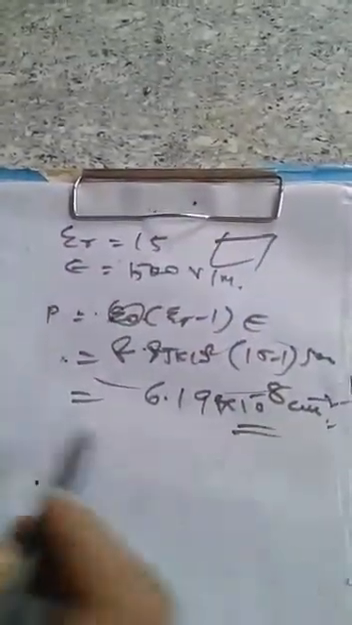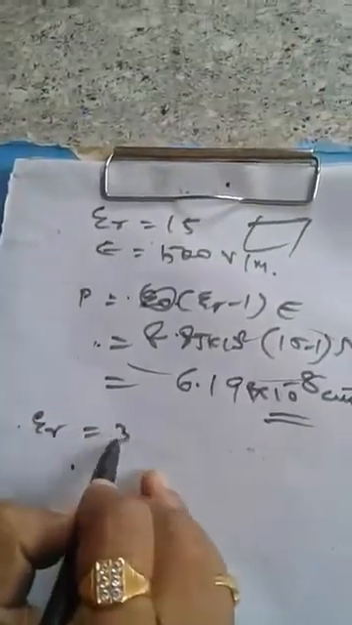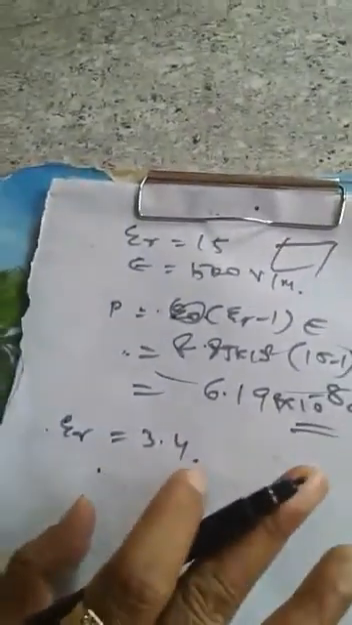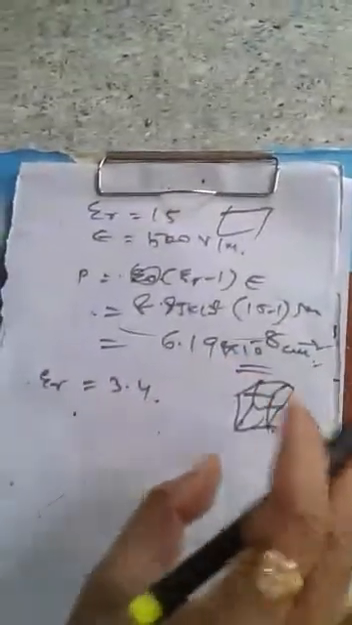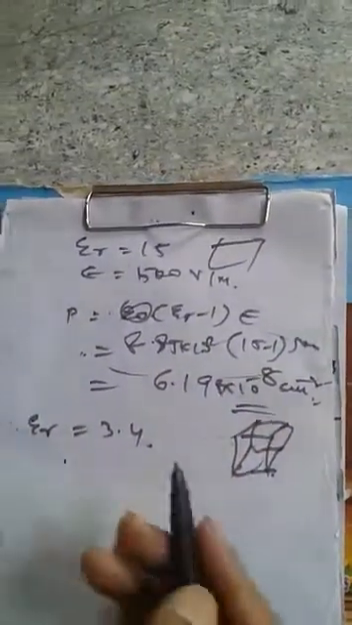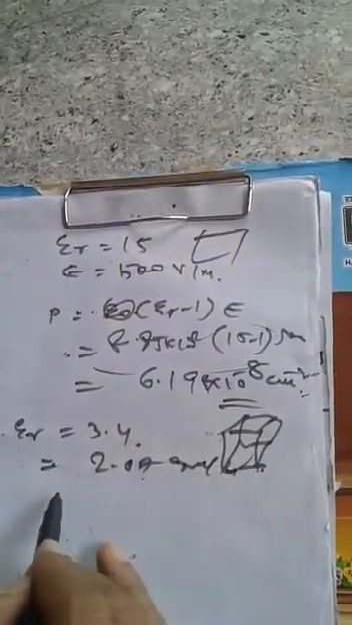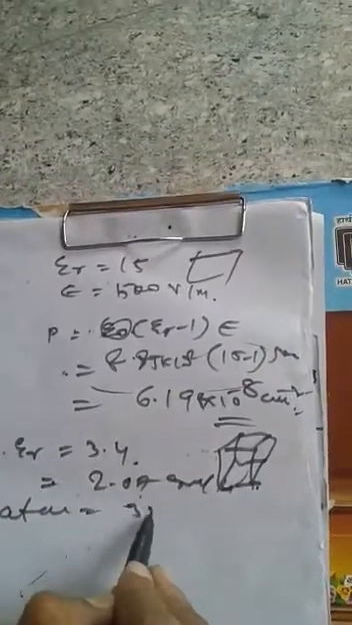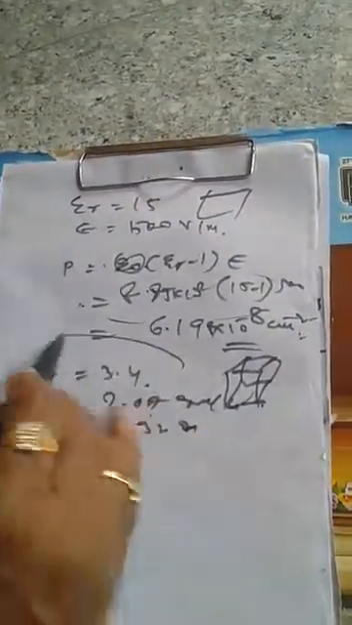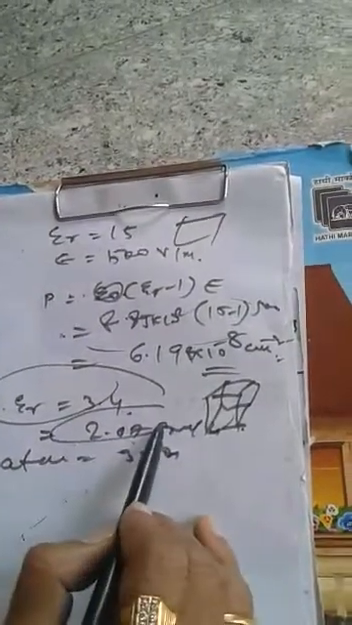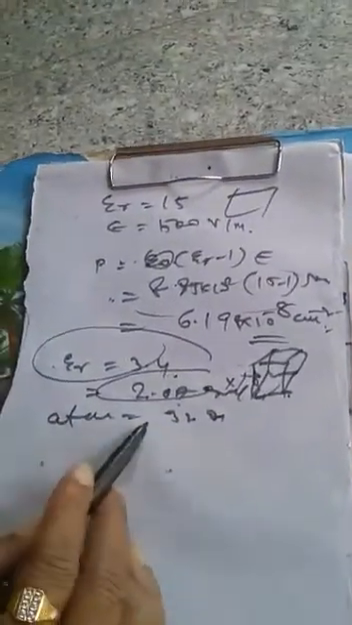Next, the dielectric constant of sulfur is 3.4, assuming a cubic lattice for the structure. Now calculate the electronic polarization of sulfur, given that the density of sulfur is 2.07 grams per cubic centimeter and the atomic weight is 32.07. Multiply the density by 10^3 to convert to kg.